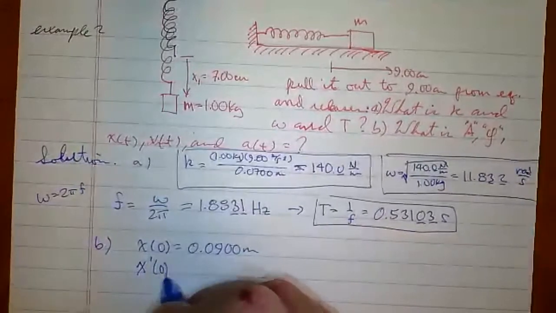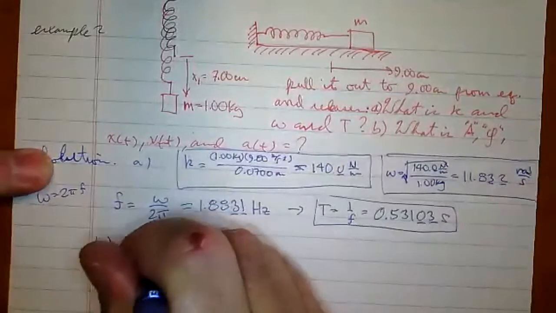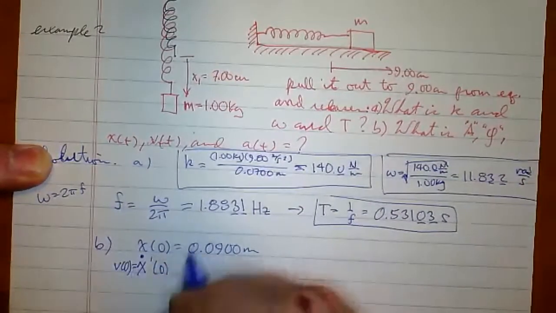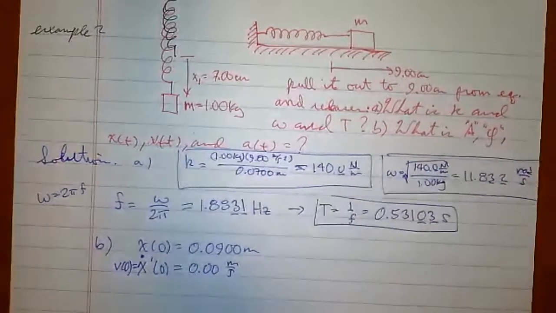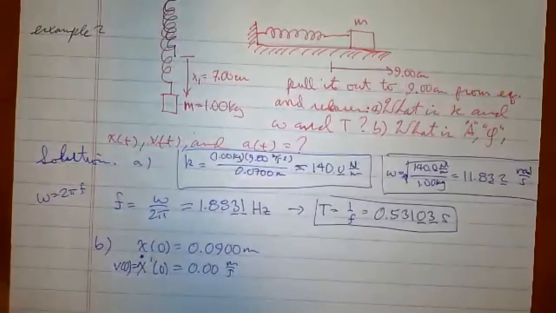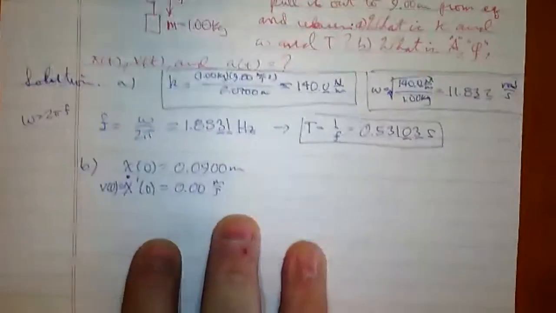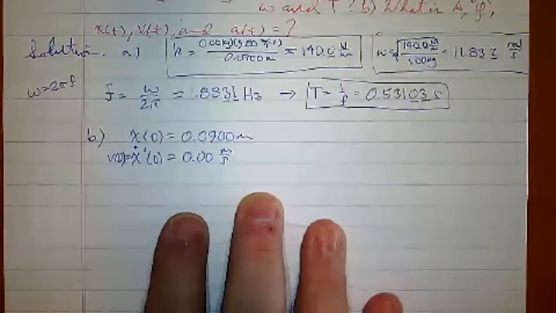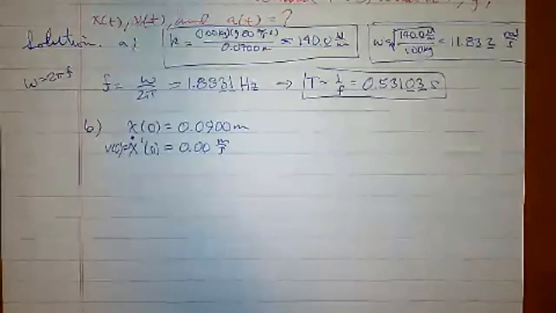So x prime of 0 or x dot of 0, whatever you want to call it, which is also v of 0, that's equal to 0.00 meters per second. Those two initial conditions are enough to allow us to evaluate all this. So everybody's free to go. I'm going to finish this out for anybody that can stay, and it's still going to be on the video, so that's helpful. But if y'all need to go to class, go ahead. I'm just going to go ahead and finish this out so I don't have to redo it next time.